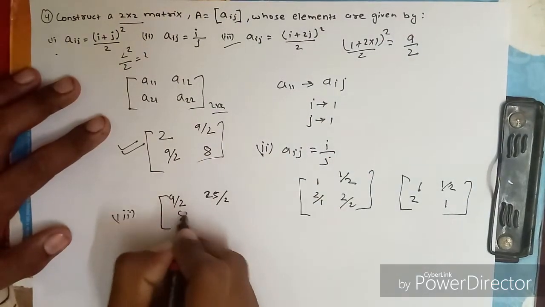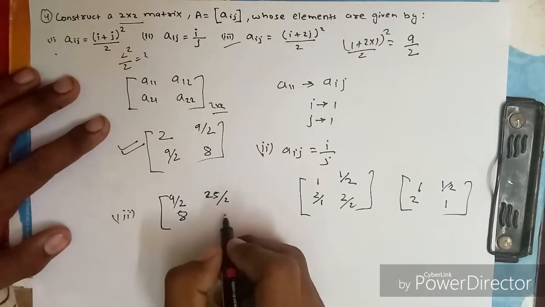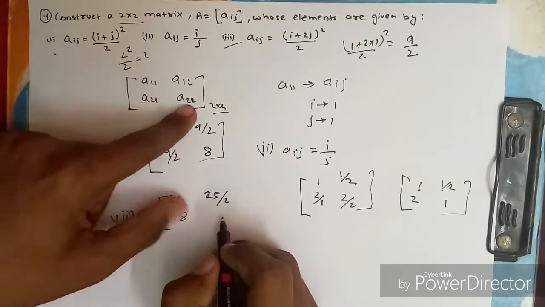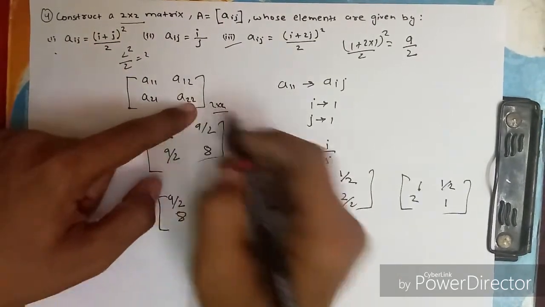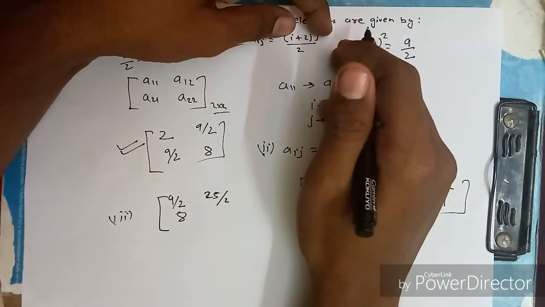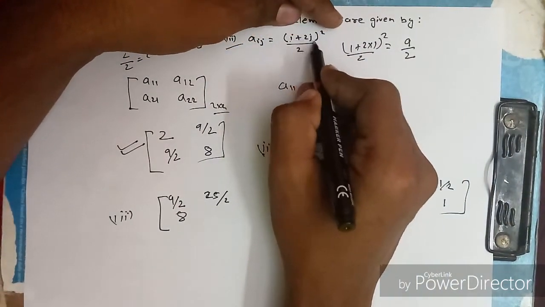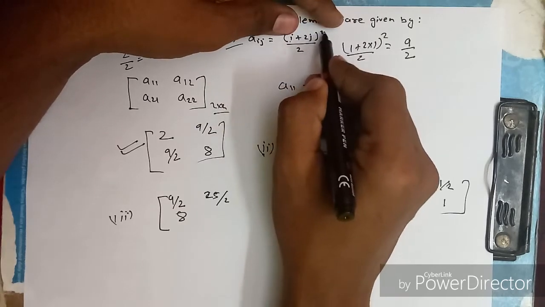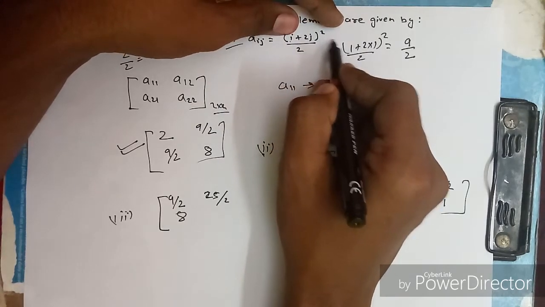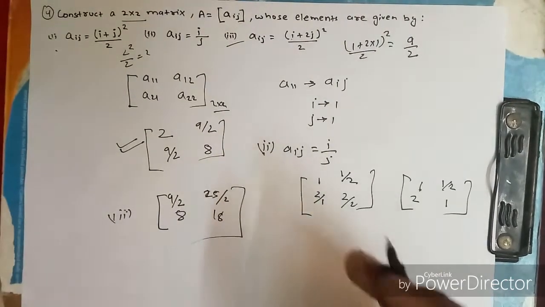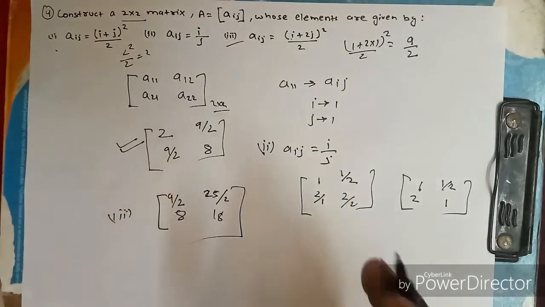is 8. And for a22, the value of i is 2 and the value of j is also 2. If you put in this, then 2 plus 2 into 2, that is 4, then 6 whole square, that is 36 by 2 is 18. So we have done with this. Let us take the next problem and try to discuss that.